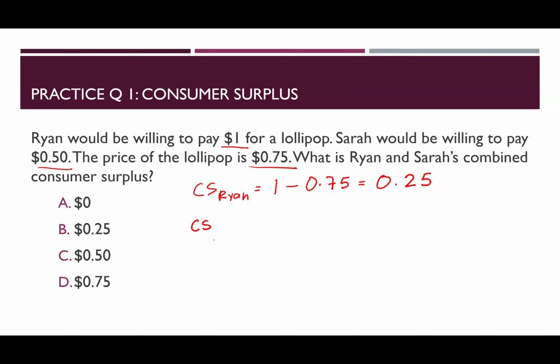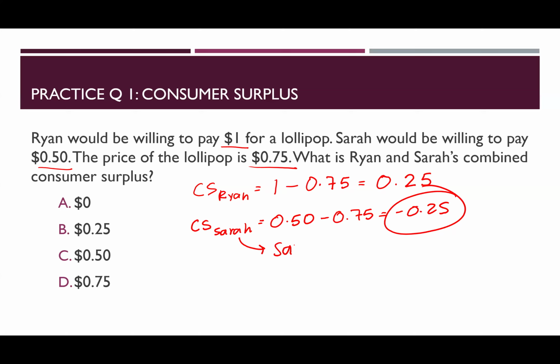If we turn to Sarah, she's willing to pay only 50 cents, but the lollipop is 75 cents. So here, if we solve this relationship, we're going to see, oh no, she has negative consumer surplus, right? Can a consumer get negative consumer surplus? The answer is no. So what this tells us is Sarah is not going to buy this lollipop.